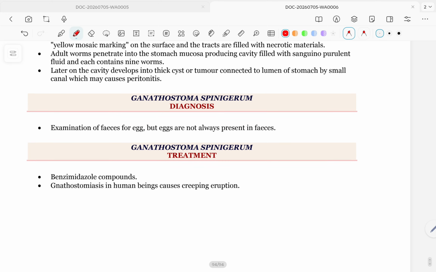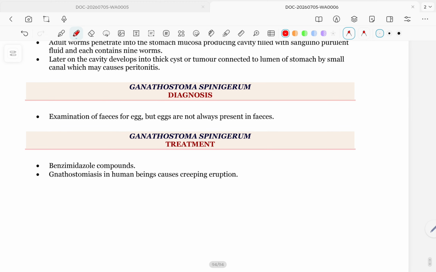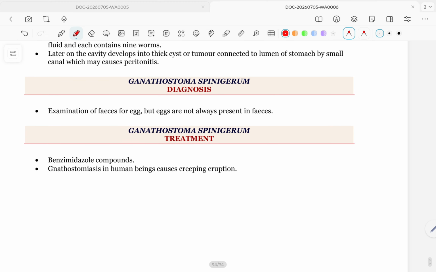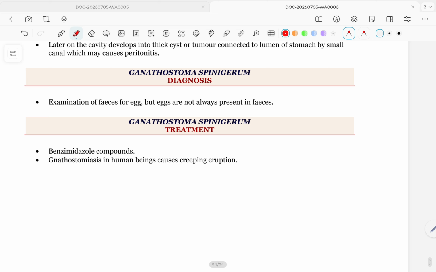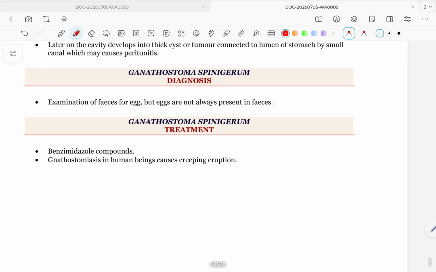Gnathostoma spinigerum diagnosis: examination of feces for eggs, but eggs are not always present in the feces. Treatment: benzimidazole compounds. Gnathostomiasis in human beings causes creeping eruption.